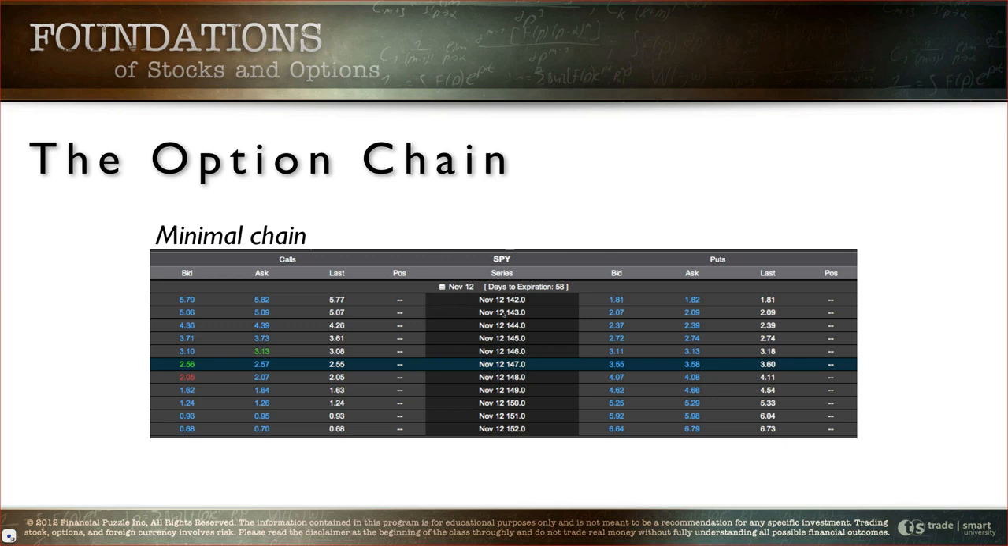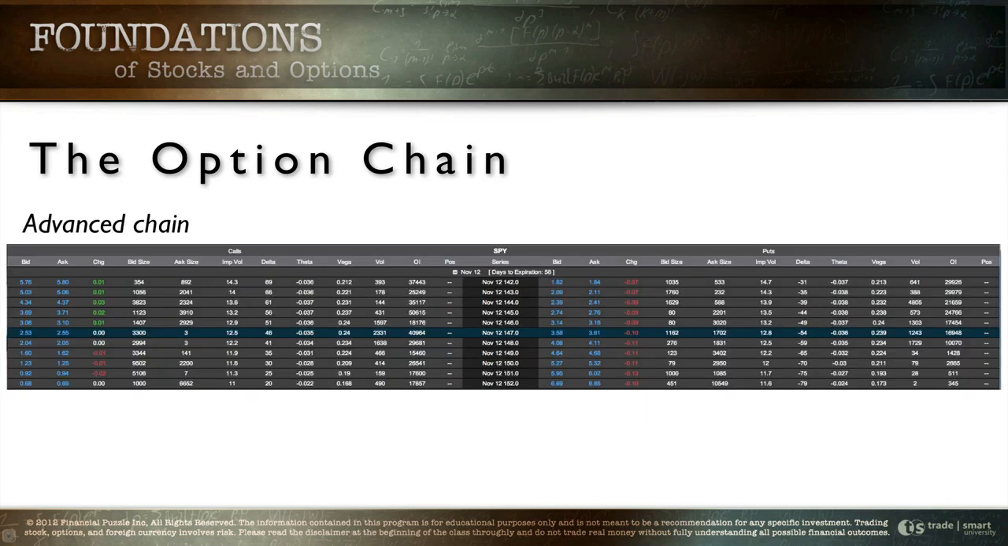Anyway, so you've got your expiration month, then you're going to have your bid and your ask, your last. This POS is for position. And then you have your puts on the right. So you have the calls on the left, puts on the right, bid, ask, and last. This is very minimal. This is the absolute bare bones. I mean, this is the kind of stuff you get from free software.